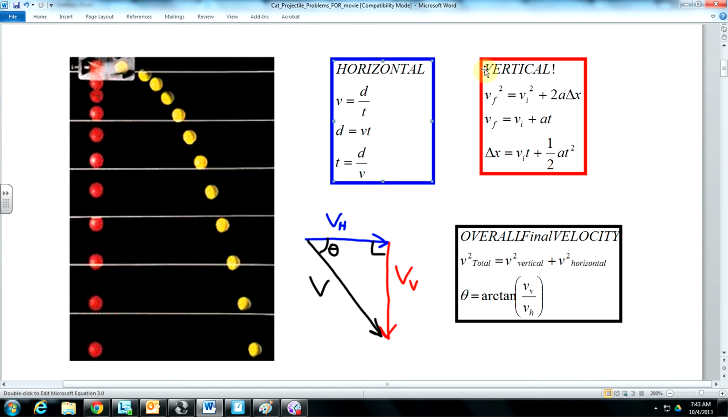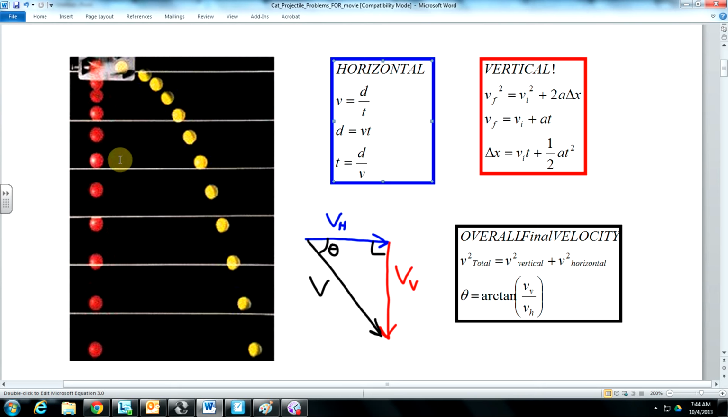Instead, in the vertical plane, we're going to have constant acceleration. We'll use negative 9.8 or sometimes negative 10. And that means that vertically it's going to be accelerating. You can see how these red dots show increased spacing as they're falling because it's speeding up due to the acceleration due to gravity as it falls. So in the vertical plane we've got acceleration, but horizontally we've got constant velocity.